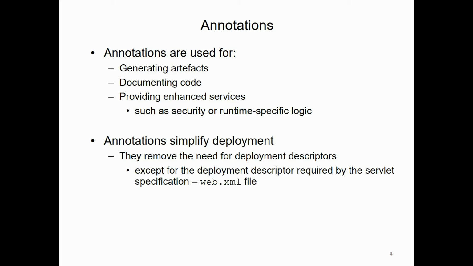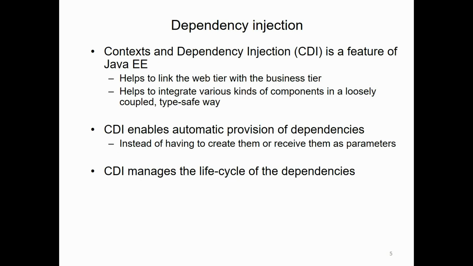It also enables us to tap in very easily with just one simple annotation into various services such as security or runtime specific logic. And we're going to see today an example of using one simple annotation to tap into the Java persistence unit. Now, I mentioned a moment ago dependency injection. As I've mentioned in a previous lecture, this is possible through the contexts and dependency injection framework. What it allows us to do then is to link the web tier with the business tier through the use of annotations, and it helps us to integrate various components without a very tight coupling.